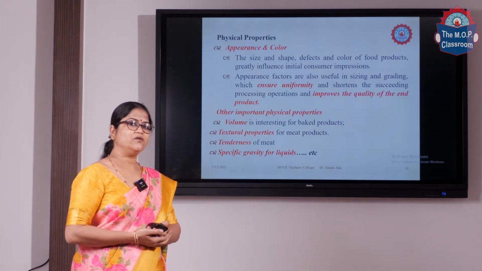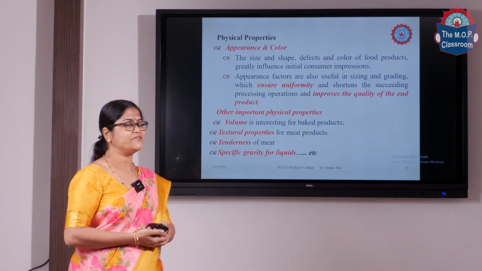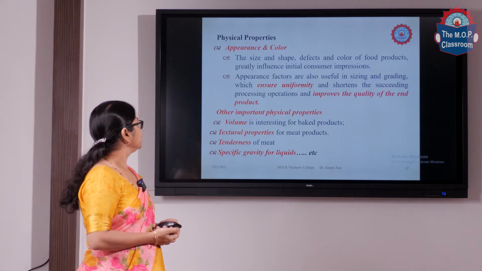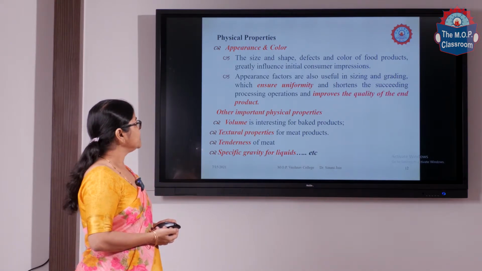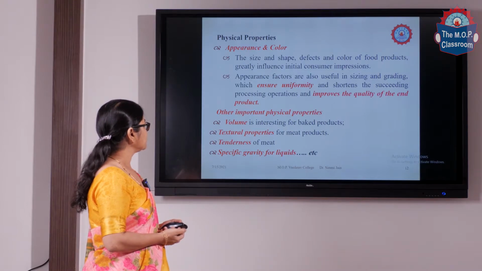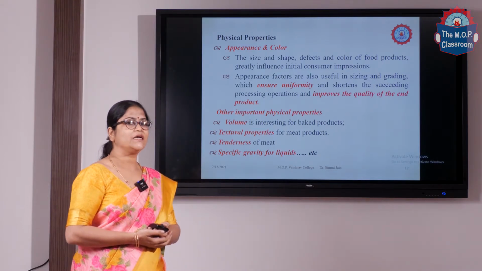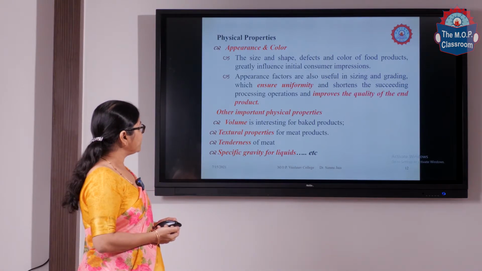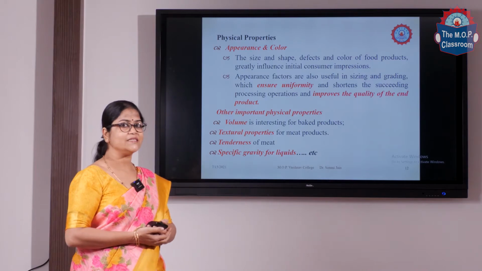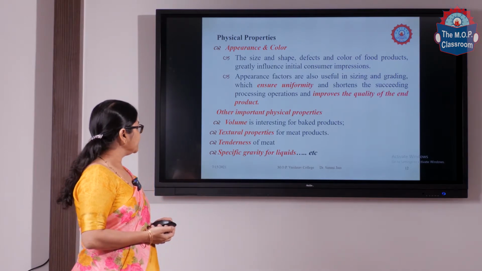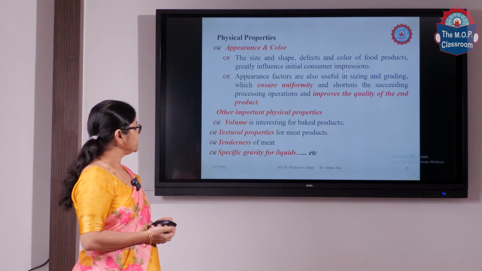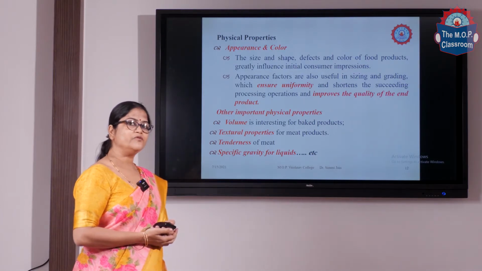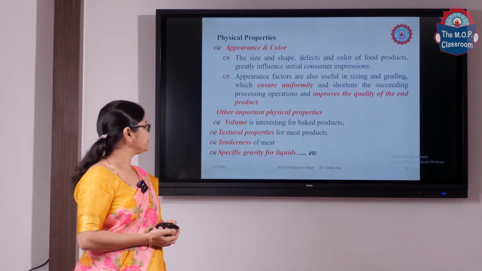The second property based on the quality of the food product is the physical property, which includes the appearance and color. The size and shape of the product, defects and color of the food products will greatly influence the consumer's first impression about the product. Appearance factors are also useful in sizing and grading, which ensures uniformity, shortens the succeeding operations and improves the quality of the end product.